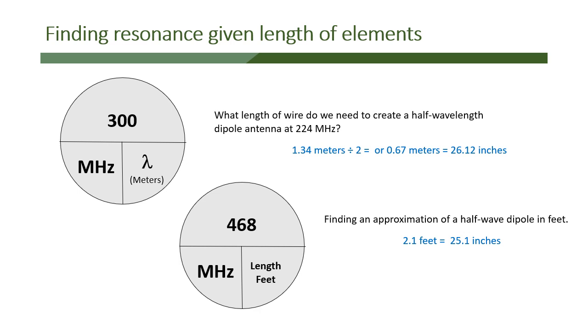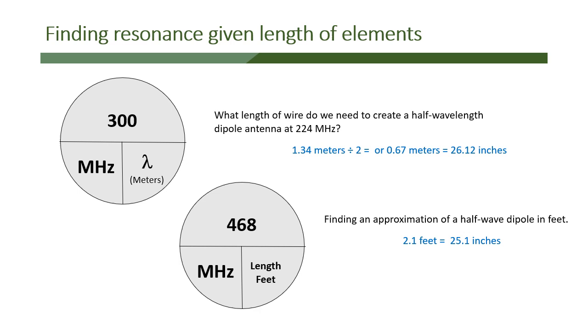So if you want to find the approximation of a half-wave dipole in feet, remember the first equation was 300 gives me the full wavelength. This equation gives me the half-wave dipole, and we can see that it is 2.1 feet or 25.1 inches will be the half-wave dipole in feet. If I need a quarter-wave dipole, I just divide that by 2. If I need an eighth-wave dipole, I divide that by 4. And so this will get me close enough for a half-wave dipole.